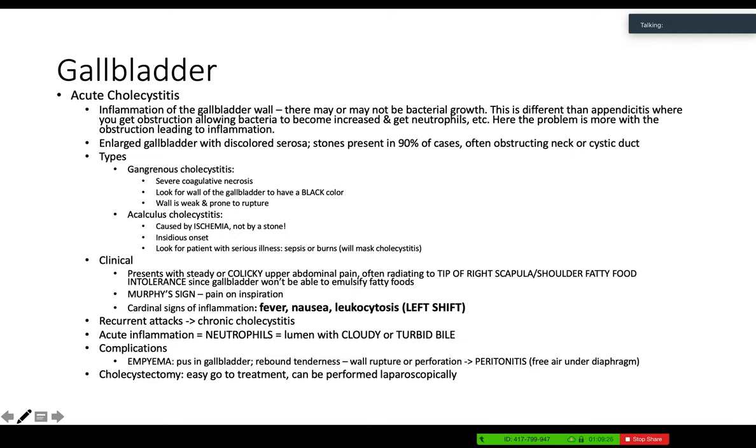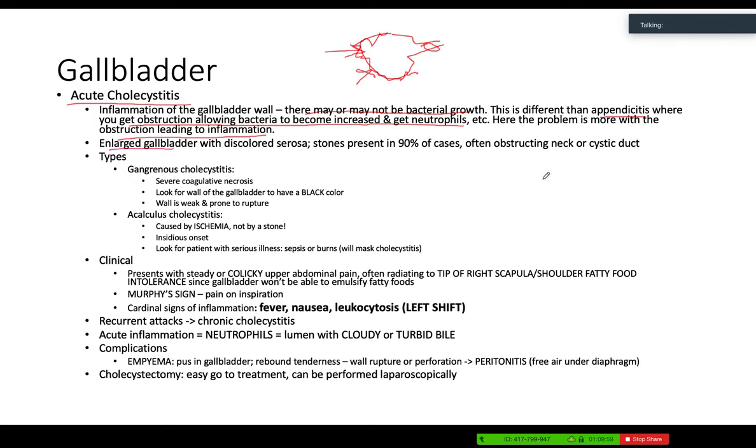Great. So, and we talked about our acute cholecystitis a little bit. So just quickly adding on a little bit of information. There may or may not be bacterial growth with that acute cholecystitis. Different from appendicitis, where you get obstruction along with bacteria, you get neutrophils, whatever. Here, we more just have that inflammation, right? That gallbladder has been pushing against that stone so much that it just gets irritated and ends up getting inflamed, leading to acute cholecystitis.